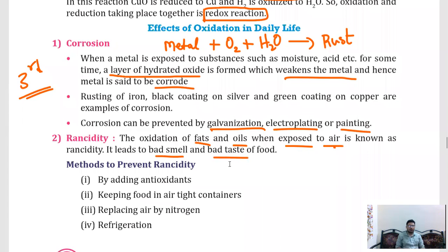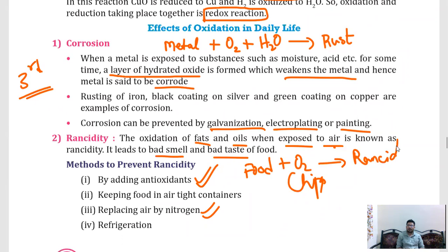Okay, so how to prevent rancidity? By adding antioxidants, replacing air with nitrogen. You can observe chips packets, like Lay's, Kurkure. If you take those packets, they are filled with one gas. If you open, a small amount of chips will be present in the very big packet. That is filled with nitrogen, to prevent oxidation. So when food items are exposed to oxygen, they will become rancid.